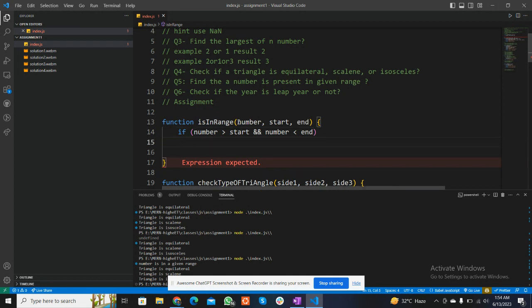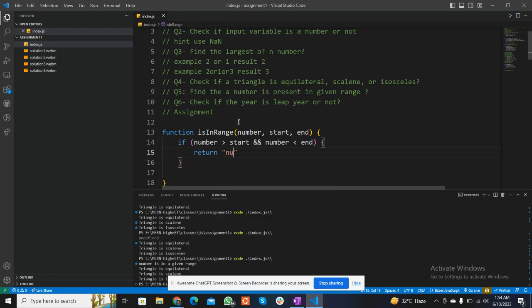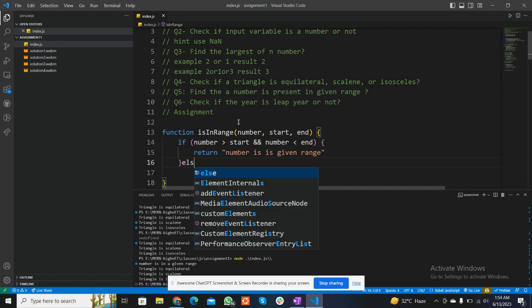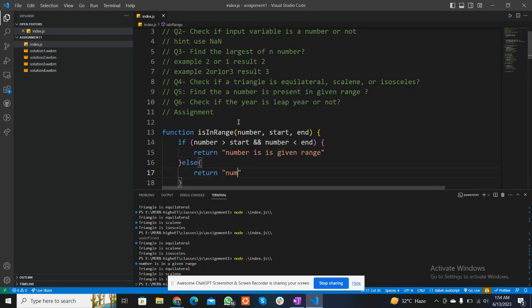we can write out the return statement. Number is in a given range. Or in the else statement, what we can say, number is not in a given range.